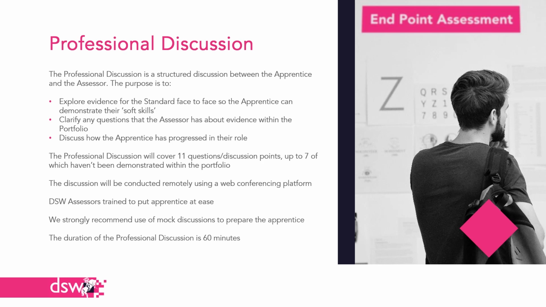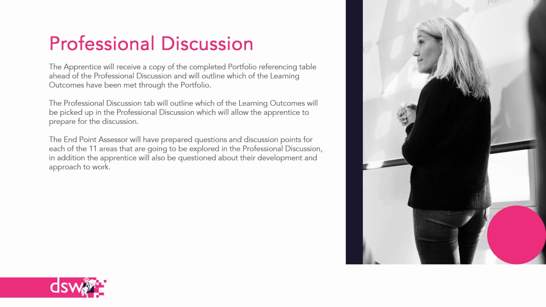The professional discussion will be carried out remotely using video conferencing facilities and will last for 60 minutes. The training provider will ensure that the apprentice is given support needed to ensure they're comfortable with the technology to be used ahead of the interview. The apprentice will receive a copy of the completed portfolio referencing table ahead of the professional discussion. This will outline which of the learning outcomes have been met through the portfolio. The professional discussion tab will outline which of the learning outcomes will be picked up in the professional discussion to allow the apprentice time to prepare for the discussion.